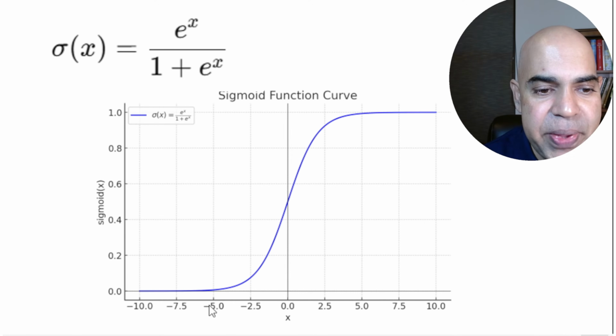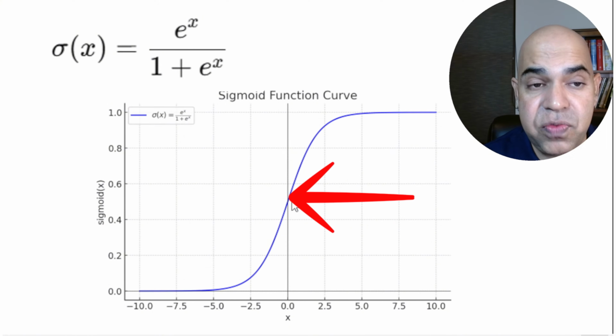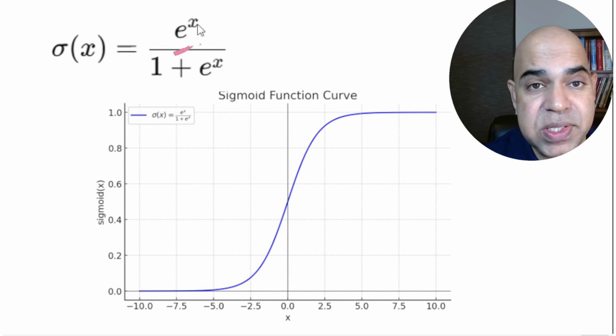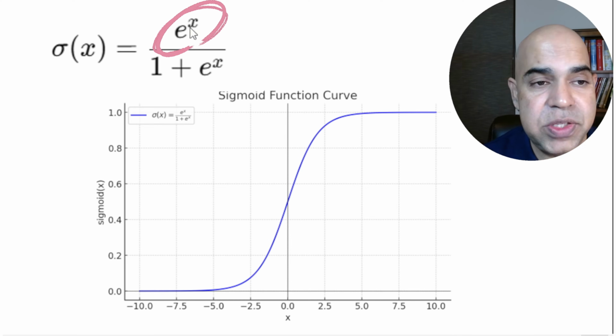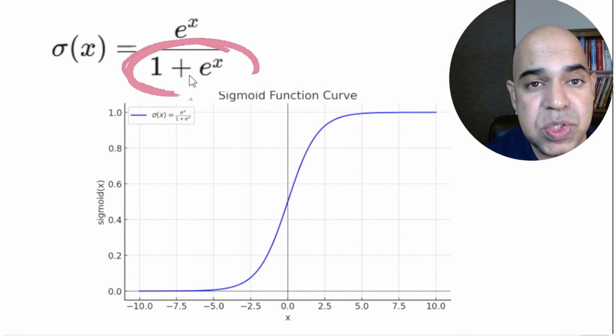Now what happens if you have an x value of 0.0? It becomes 0.5 or half. Now how is that? Consider that x is 0. So e to the power 0 is 1. Anything to the power 0 is 1. And in the denominator you have 1 plus e to the power 0, which is 1 plus 1.